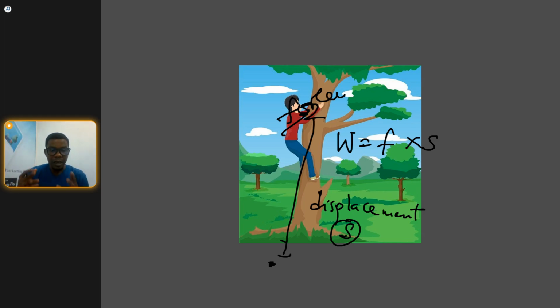He had to apply a force to be able to come down. Also, when he's climbing, he has to apply a force to be able to go up. So that is also an example of what? Work done. So this is an example of what? Work done. I believe we are following.